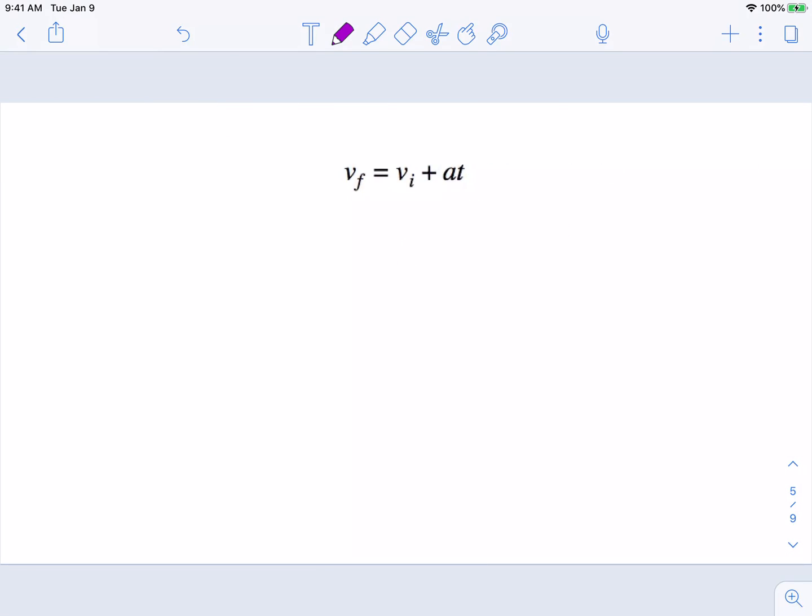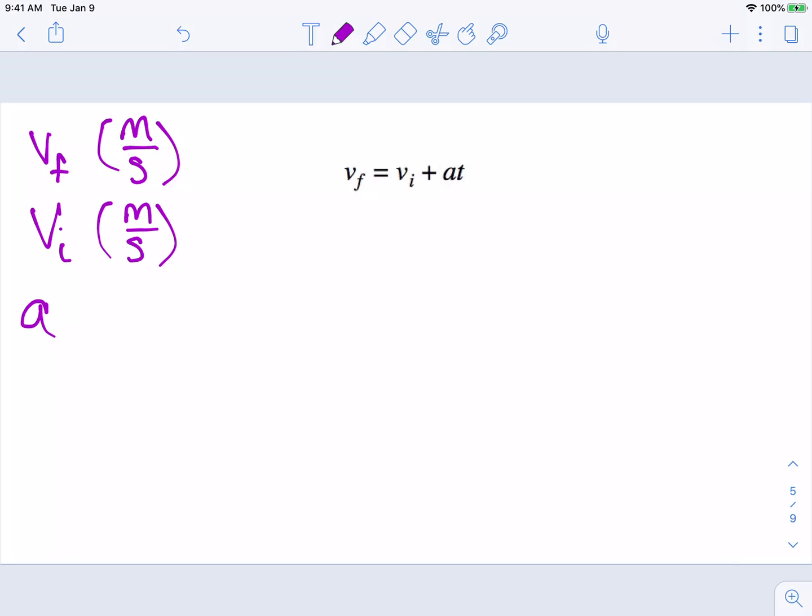Let's take a look at this next equation. I have VF standing for final velocity. That would be in meters per second. Like I said, velocity is in meters per second. I have VI. This is another velocity. It's just initial velocity, also measured in meters per second. The A here may be a new term for you. That's acceleration. Now, I know that acceleration is in meters per second squared. Okay, and then the last variable in this equation is the t, which we already said stands for time.